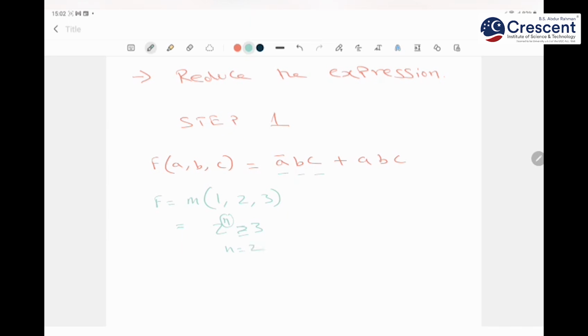So the maximum variables required in this case, you can directly check how many different literals are there. So using that you can find. But in the second case, using this formula, you can find the value of n. So that is your step 1. Let us go to step 2.